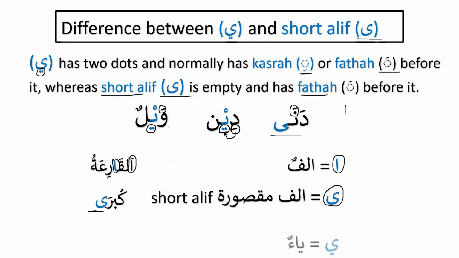And then the next one that we have over here is ya, and as we have seen, ya carries, or it has, two dots, and it's clear from the example over here when you say kitabi. Now here it is ya, for two reasons. Number one, it has two dots, and also it has kasra before it. So I hope now, inshallah, that the difference between alif maqsura and ya is very clear now. And similarly, the difference between hamza and alif is also clear.